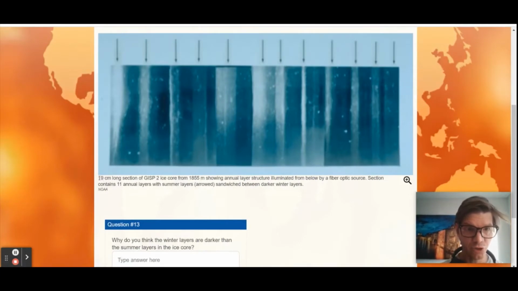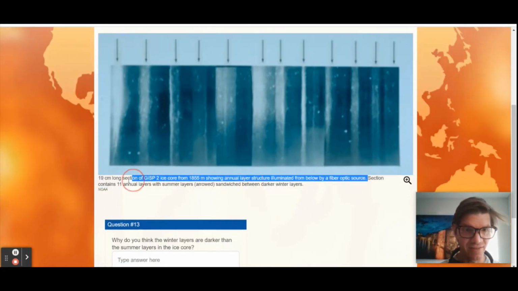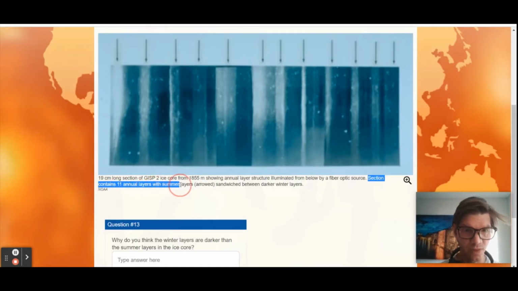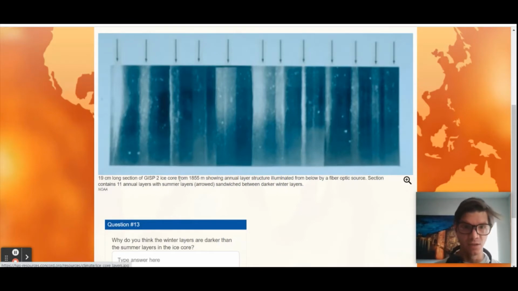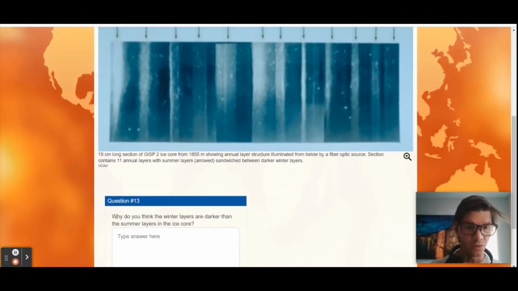Also, we'll read this picture caption that says the section contains 11 annual layers with summer layers arrowed, sandwiched between darker winter layers. And remember, an annual layer just means that 1 year has passed, with the summer layers being lighter in color and the winter being darker. So question 13 asks, why do you think the winter layers are darker than the summer layers in the ice core?